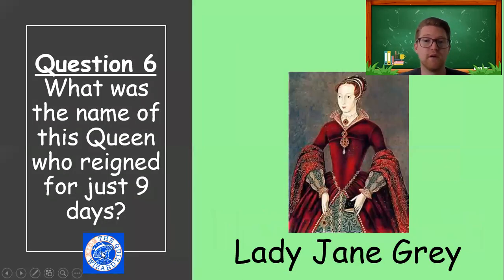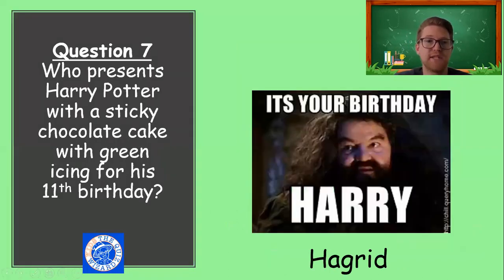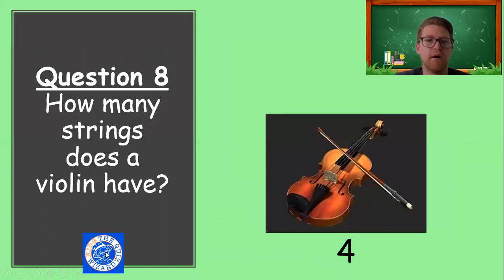Question 6. Give yourselves a pat on the back if you got this one right. The name of this queen who reigned for just 9 days is Lady Jane Grey. Question 7. Who presents Harry Potter with a sticky chocolate cake with green icing for his 11th birthday? That is Hagrid. It's your birthday, Harry. Sounded like a pirate. Question 8. A violin is in the string section of an orchestra, and yeah, it has 4 strings.